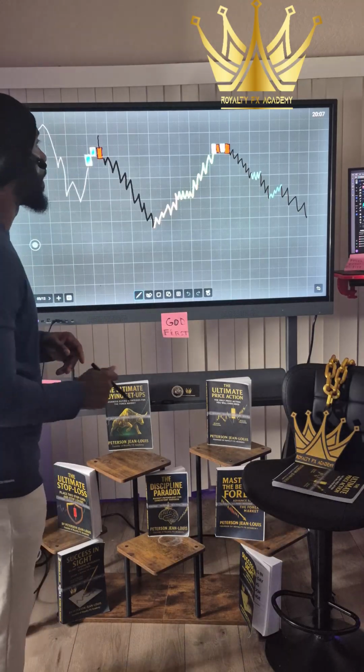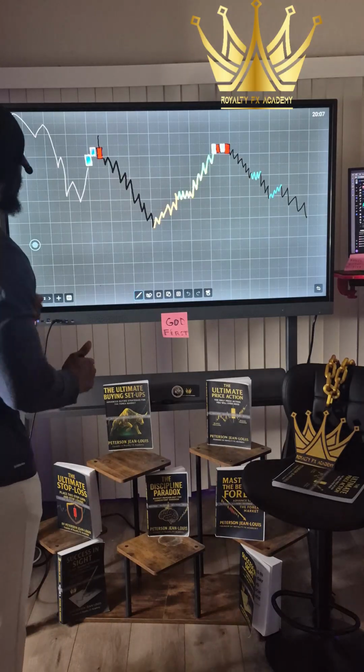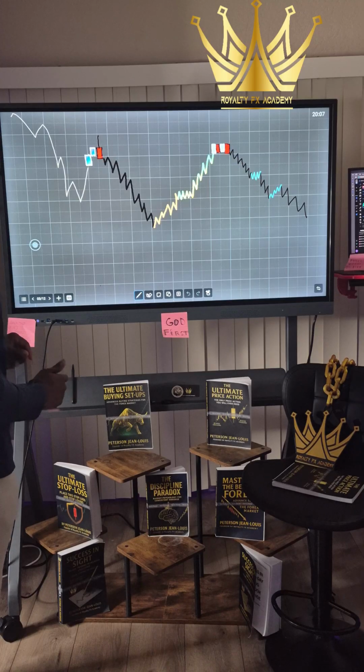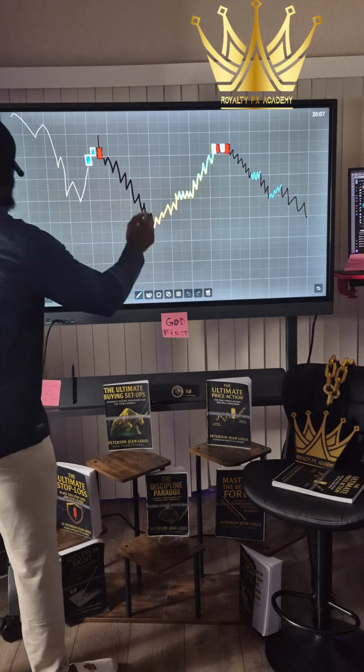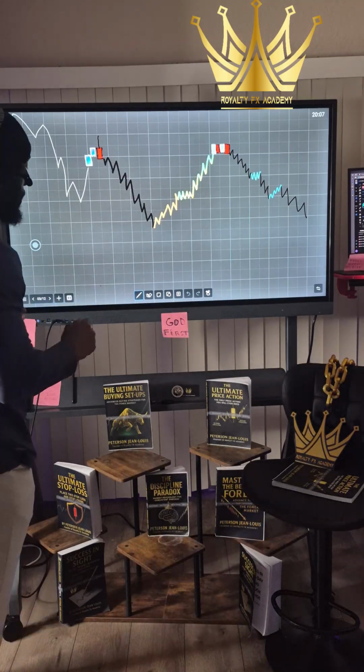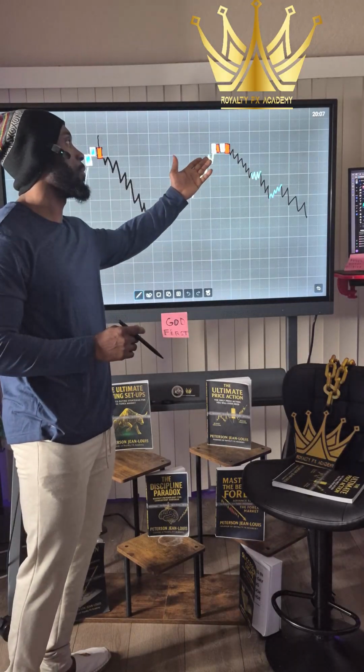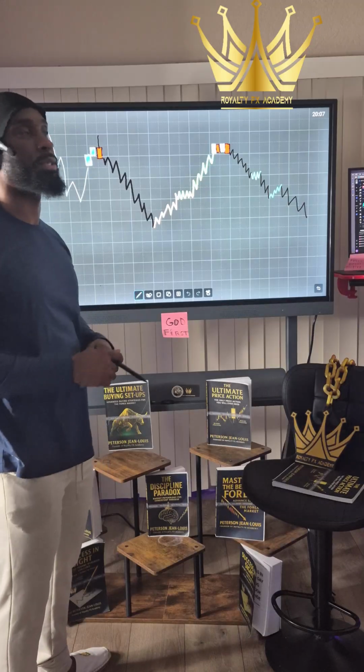Right, so now we have a bit different one. I kept that like that because these are the type of setups that you get, because sometimes the market will just sit there for X amount of hours.